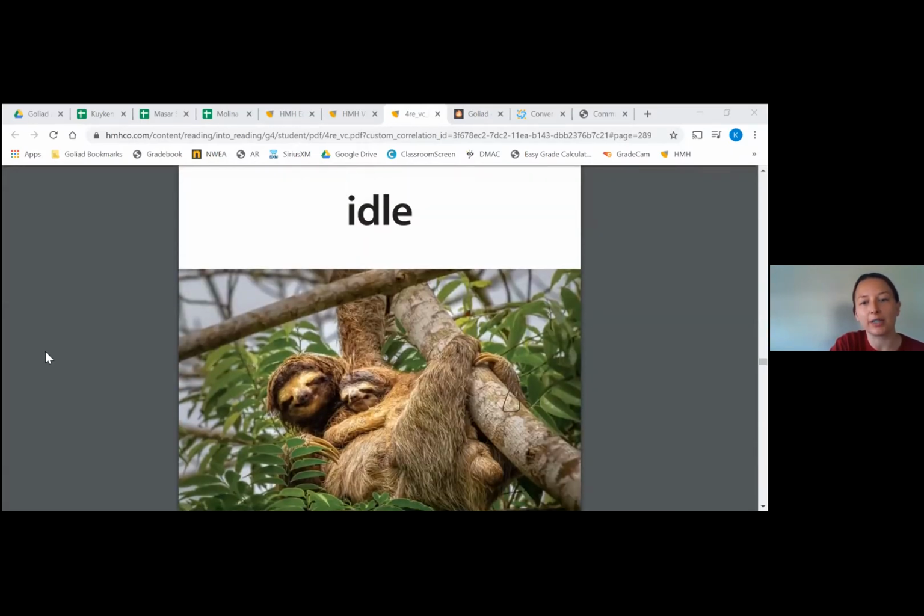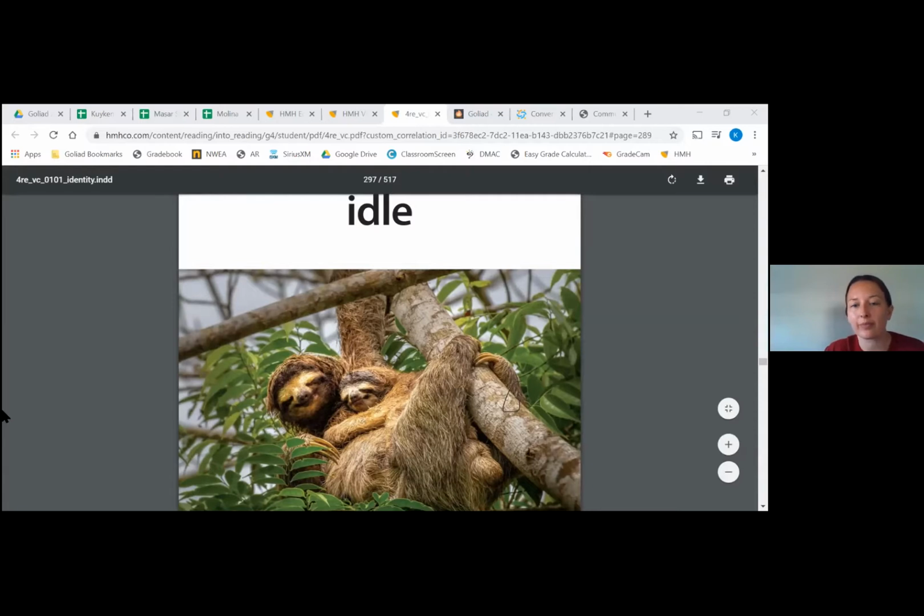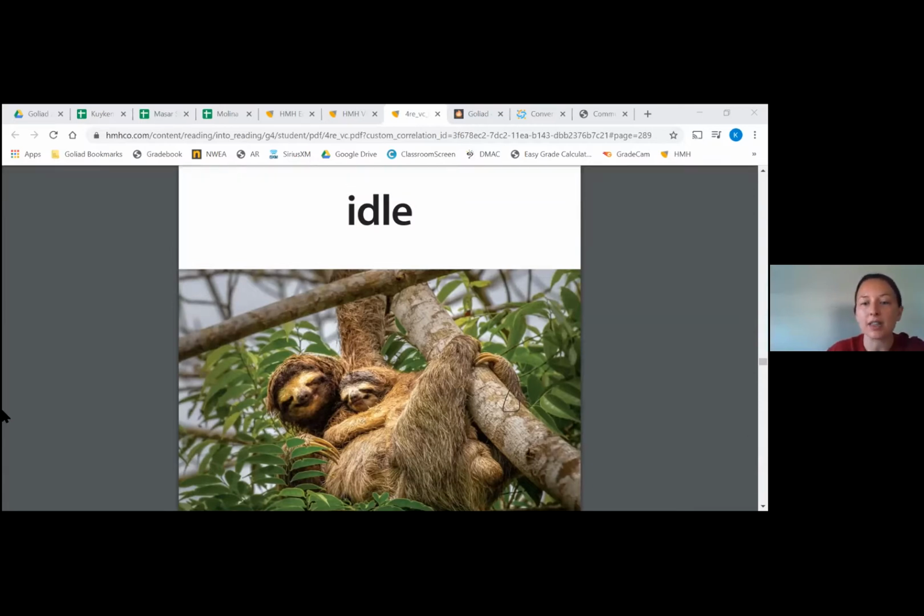Next one, we have idle. What is our word? Idle. Okay. Now tell me what you see in this picture. I see two sloths that look like they're sleeping. Okay, they look like they're sleeping. Lazy bums. Okay, they're lazy. They're kind of hanging out, right? They're hanging, literally. Okay, so listen to this sentence and use your context clues to figure out what it means. Sloths spend much of their time being idle in the treetops.